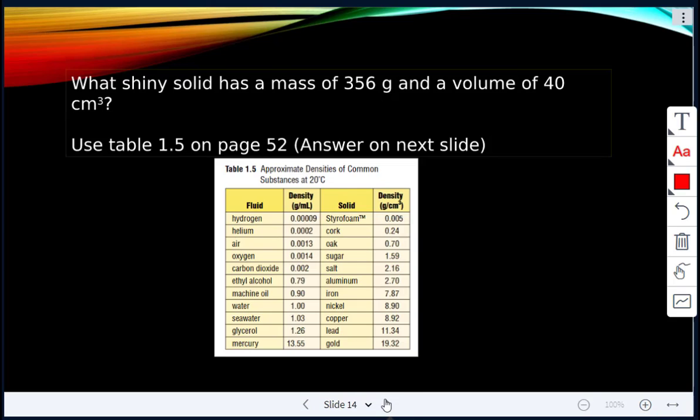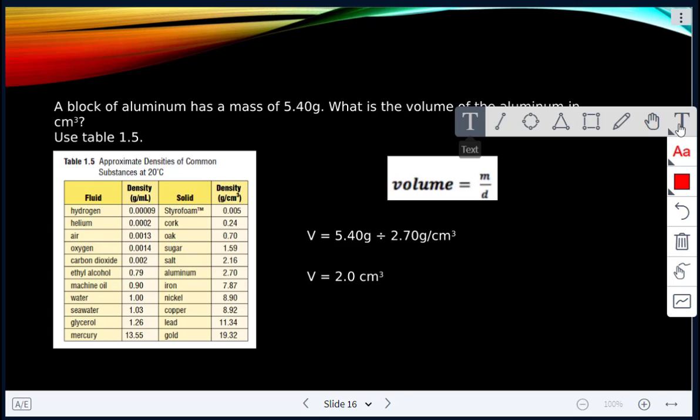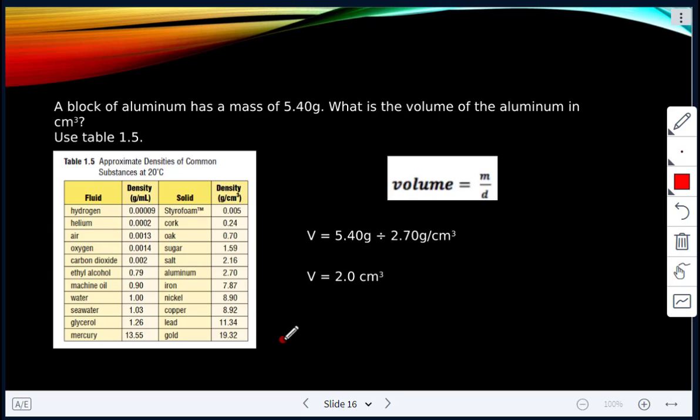All right, so we had worked on these examples already. So we were going to calculate for volume. This question states that a block of aluminum has a mass of 5.40 grams. What is the volume of the aluminum? So we're going to use our table to get some more information about aluminum. Aluminum is right here, and from here we can see that aluminum has a density of 2.70 grams per centimeters cubed.